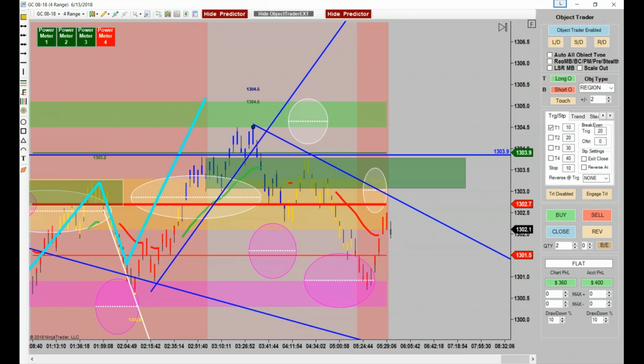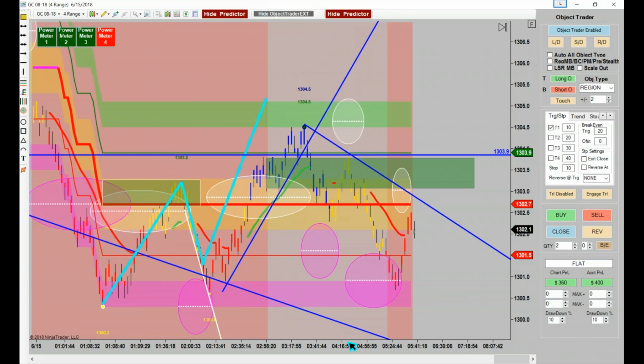Got that going like 10 times, but it's still slow at 5 in the morning. I get up about this time to trade gold, by the way.